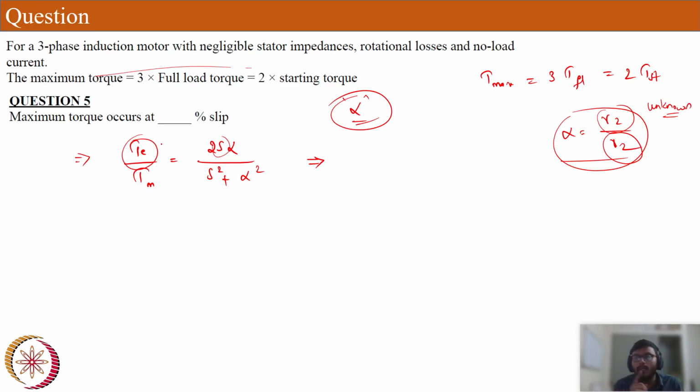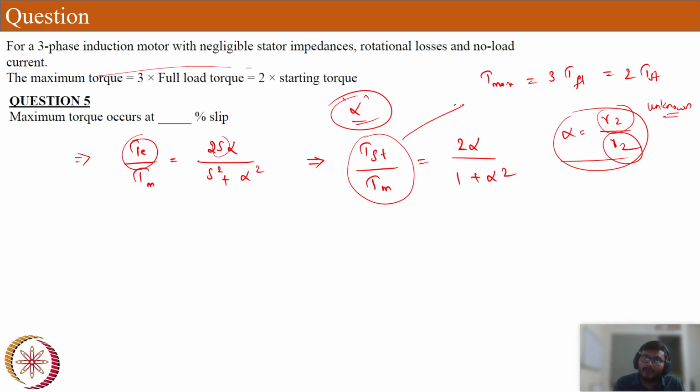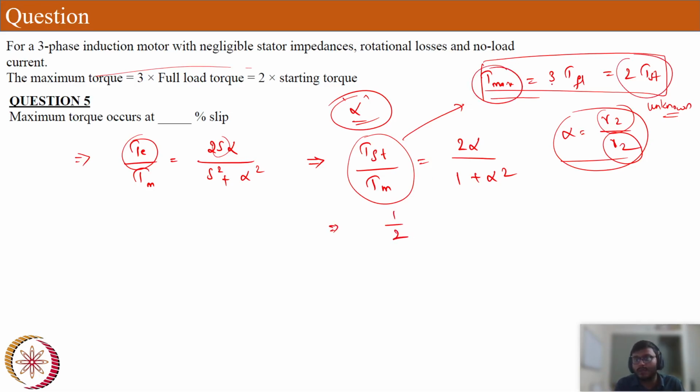But at the starting point, I know starting slip is equal to 1, so I can eliminate the value of s here. So I will just replace T by starting torque: T starting by T max is equal to 2 alpha by 1 plus alpha square. Now what is this ratio from the relation given in the question? What is the ratio of T starting by T max? It is again 1 by 2. So from the first, T max is equal to 2 times the starting torque. So 1 by 2 is equal to 2 alpha by 1 plus alpha square.